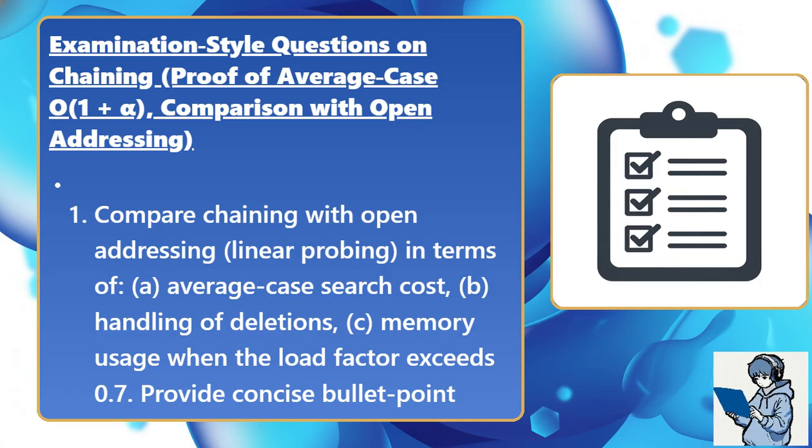2. Compare chaining with open addressing, linear probing, in terms of: A, average case search cost; B, handling of deletions; C, memory usage when the load factor exceeds 0.7. Provide concise bullet point answers.